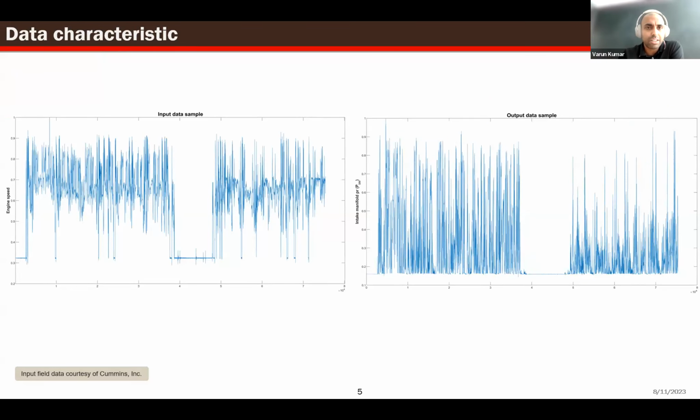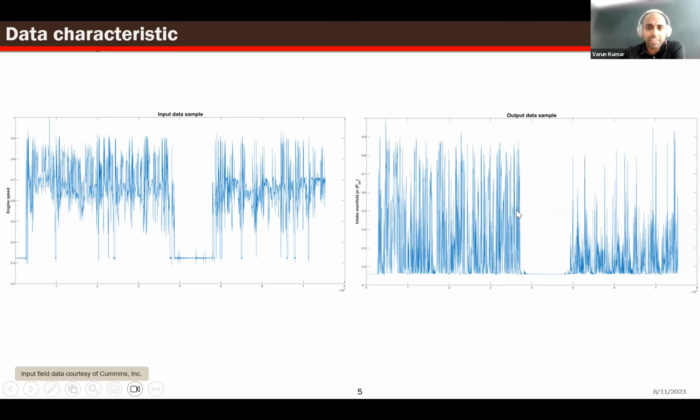To give the audience an idea of the type of data we are working with, I'm showing the data that we have. The input data on the left side is the engine speed. This is data that is collected from a test bed. When an engine is actually running, there are sensors to collect the engine speed data. So this is the type of data we get from our sponsors. And then we use this data as an input to our 1D Simulink model, and we generate the output states.